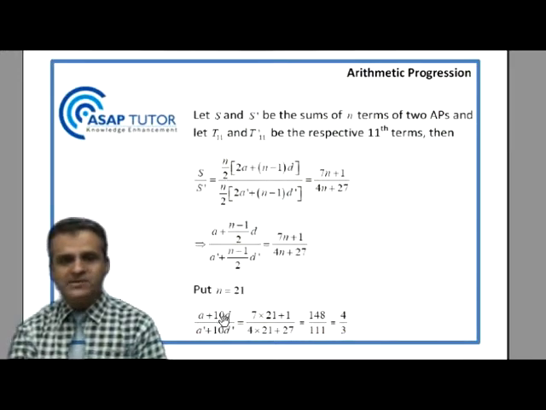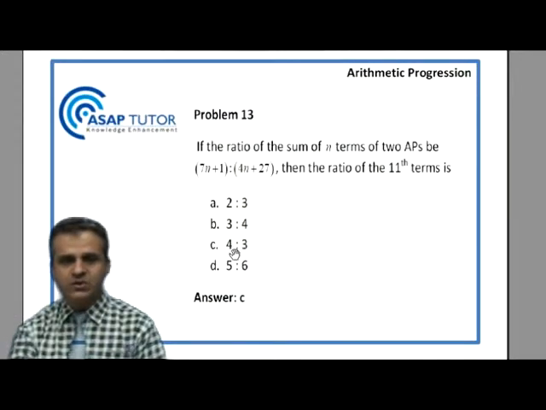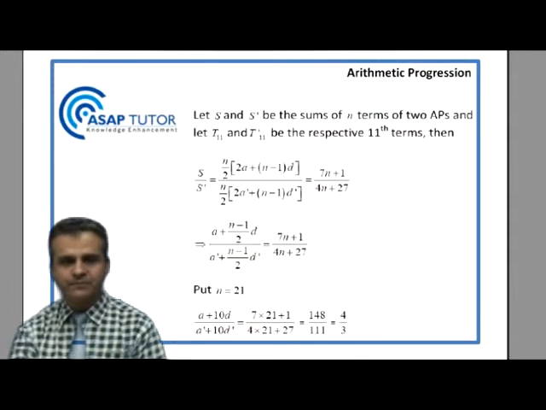Now a plus 10d is nothing but the 11th term, a dash plus 10d dash is also an 11th term, so therefore the 11th term of the first AP divided by the 11th term of the second AP is equal to 4 by 3, that is the ratio is 4:3.